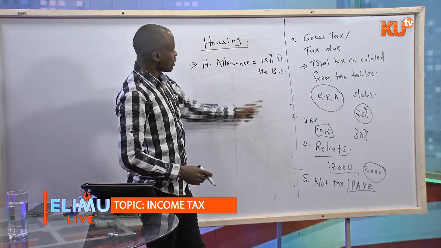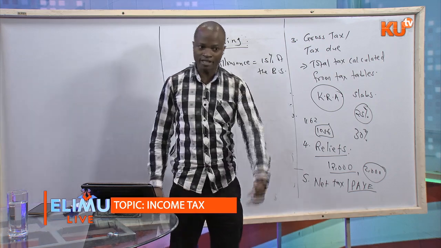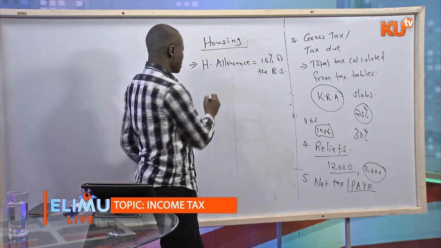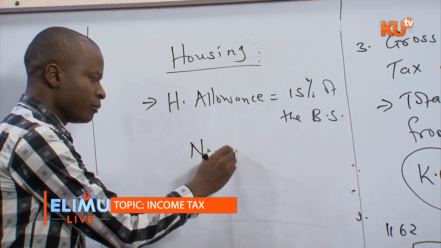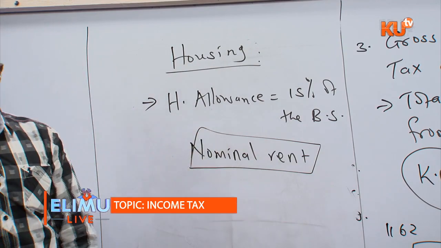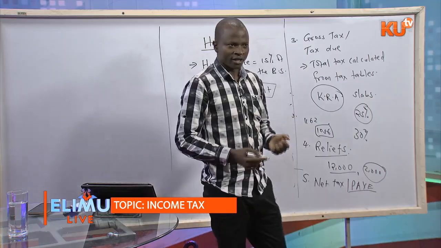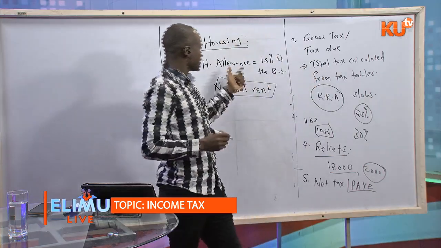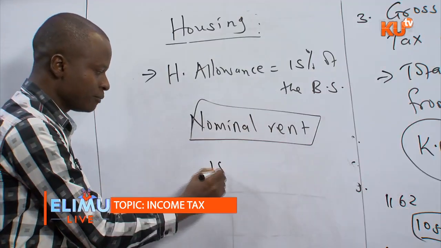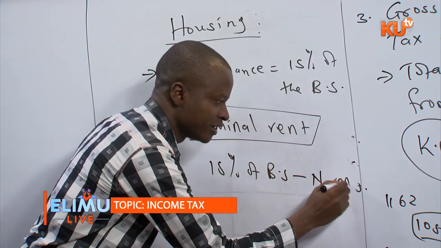Now some companies, you cannot just live in a company house for free, because they need to do repairs, they need to pay electricity, they need to pay bills for water. So they'll charge you some small amount. That is called nominal rent. So they'll charge you some small amount that you pay at the end of the month to take care of those other expenses that were incurred during the month. Therefore, when we are calculating house allowance for a housed employee, we shall take 15% of the basic salary minus the nominal rent. This is very important.